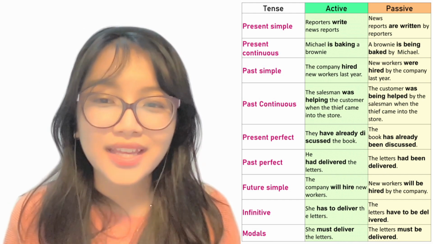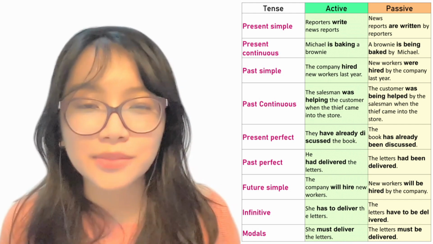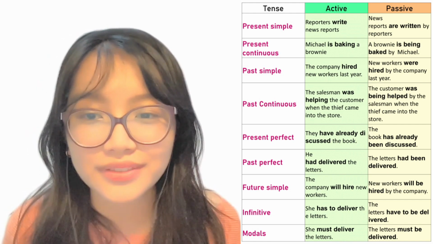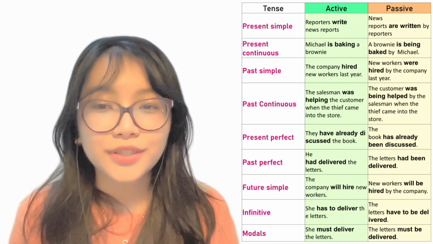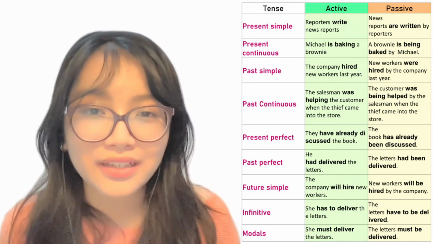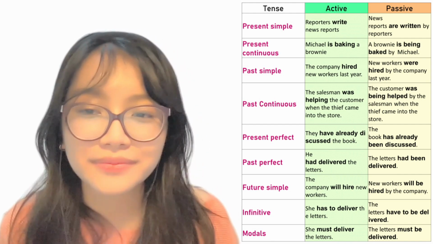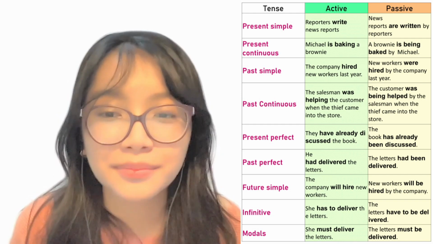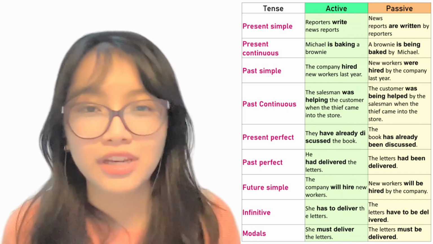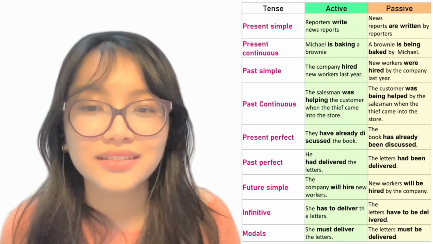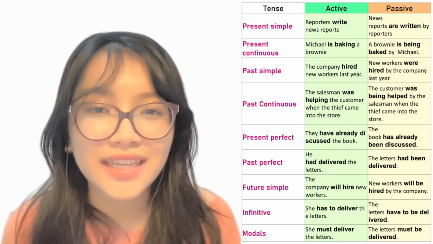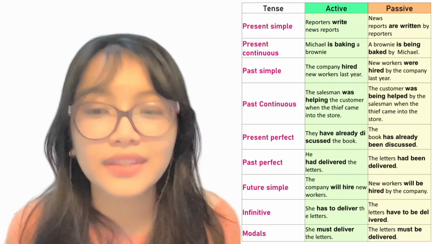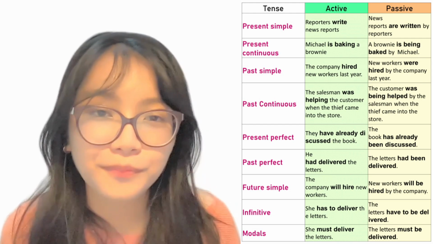Past continuous. The salesman was helping the customer when the thief came into the store. The customer was being helped by the salesman when the thief came into the store. Present perfect. They have already discussed the book. The book has already been discussed. Past perfect. He had delivered the letters. The letters had been delivered.